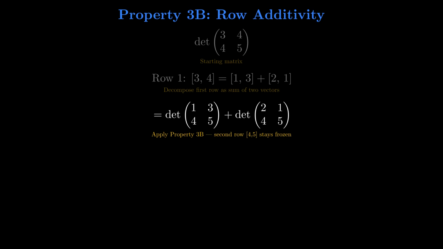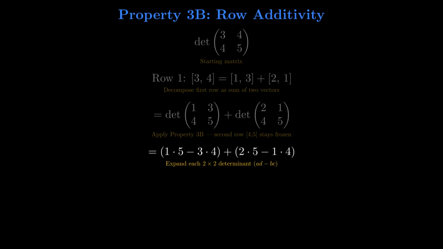By the row additivity property, the determinant splits into the determinant of the matrix with first row 1, 3, and second row 4, 5, plus the determinant of the matrix with first row 2, 1, and second row 4, 5. Notice that the second row, 4, 5, stays frozen in both matrices. Now let's compute each determinant. The first gives 1 times 5 minus 3 times 4, which is 5 minus 12, equal to negative 7. The second gives 2 times 5 minus 1 times 4, which is 10 minus 4, equal to 6.